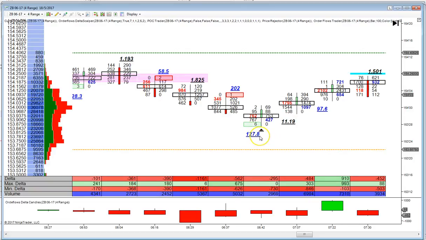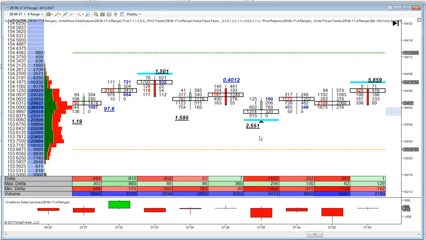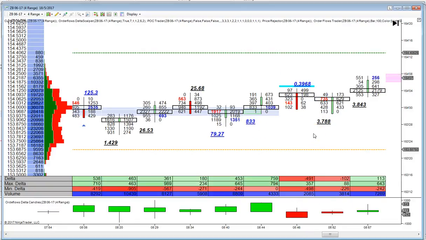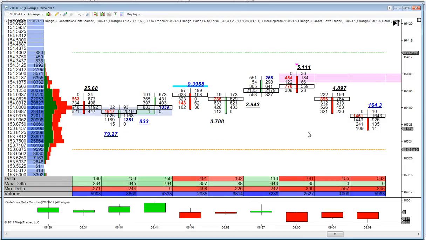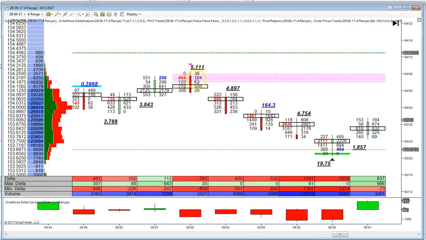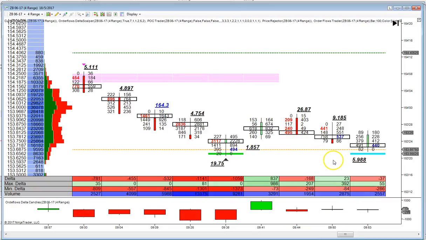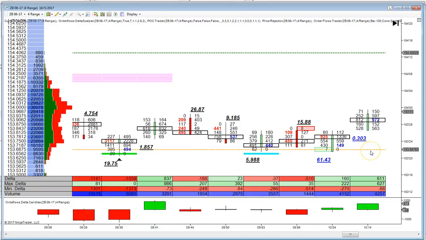You've got the single print. You've got a ratio. You do get a little bit of a move, but you just mostly go sideways for most of the morning. Then you get the Delta Scalper giving a sell here at 9 o'clock. It sells off to the price rejector, but just goes sideways after that.